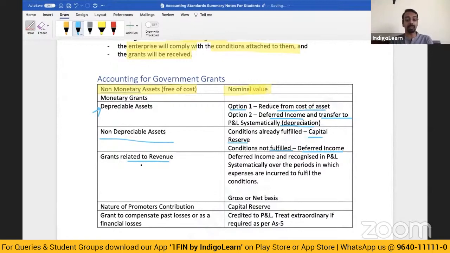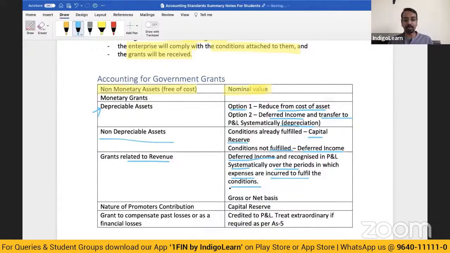If it is a grant related to revenue, then you will credit it to deferred income, and you will recognize it systematically over the period in which expenses are incurred to fulfill the condition. So let us say the government says you employ 100 employees, give them employment for 3 years, we'll give you government grant. Okay. What will you do? You will take that amount to deferred income. Now, to engage those 100 employees, you are incurring certain employee cost. In that proportion, you will transfer the amount from deferred income to the profit and loss as other income.